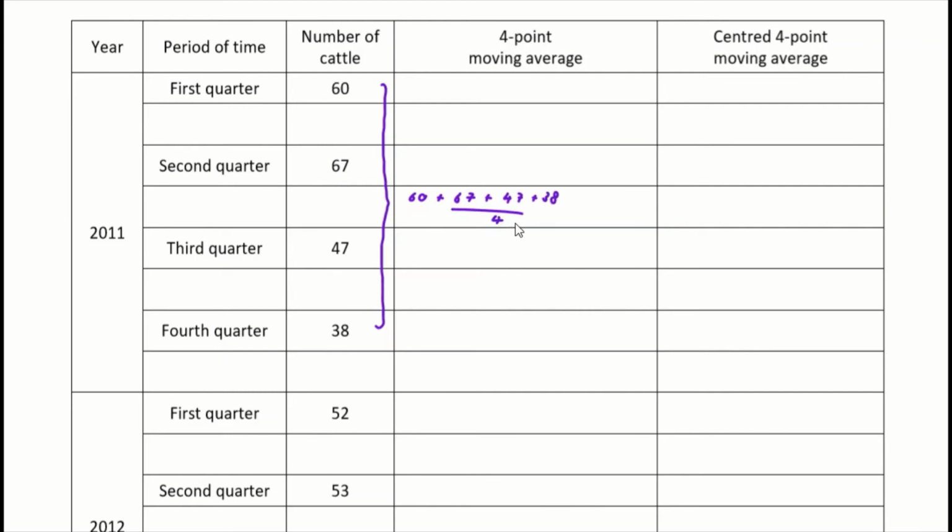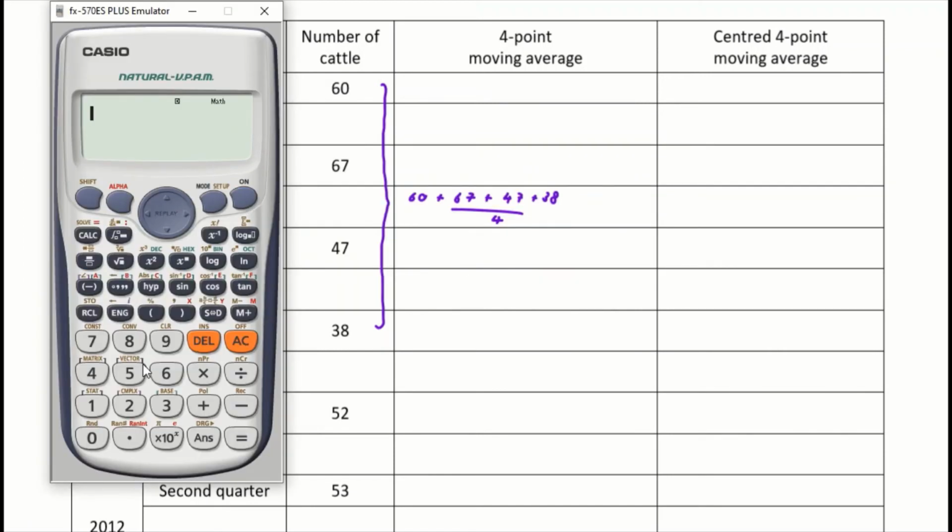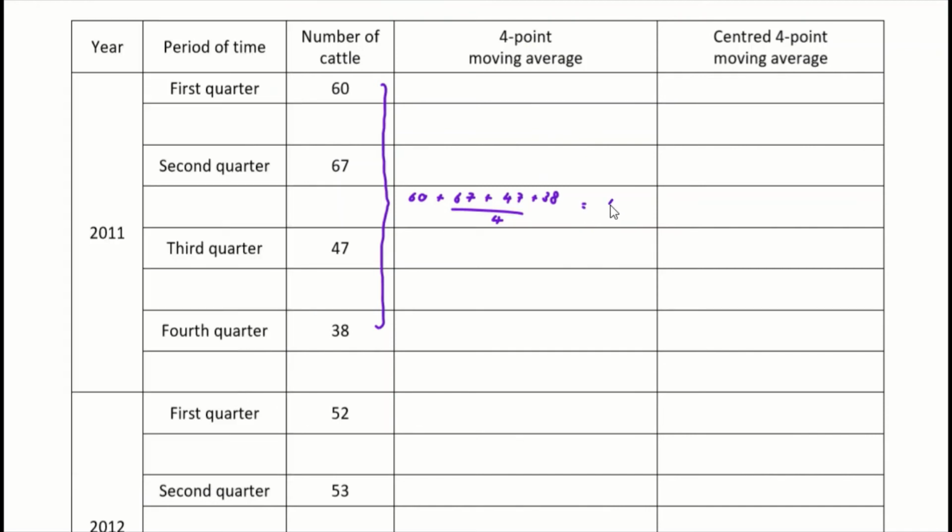Okay, so let's use our calculator to help us do that. So we have 60 plus 67 plus 47 plus 38. After we get this value, same thing, equal to, then divide by 4. So we have 4 points here. So we can get our first average here, which is 53.